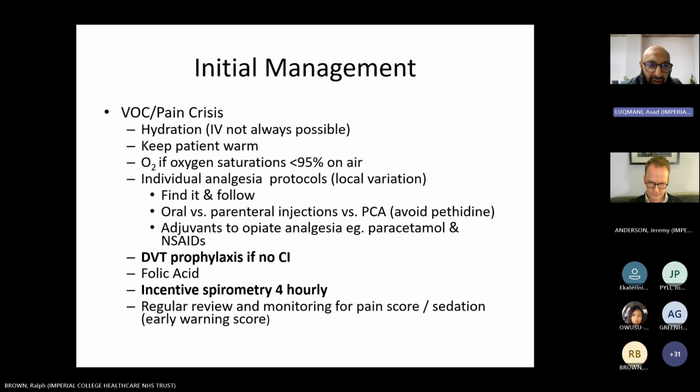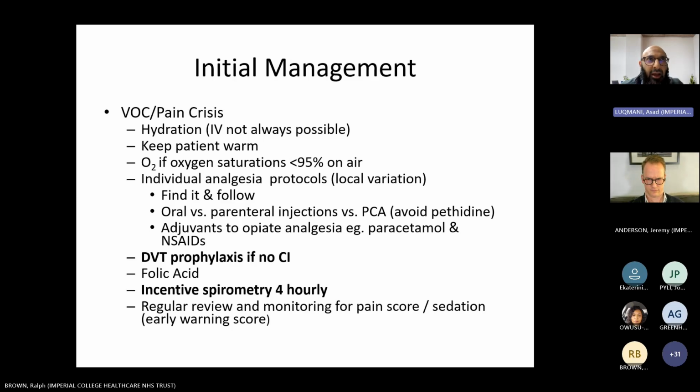Folic acid they should be on normally, and that should be continued. And then incentive spirometry. There are studies which show that one of the interventions that actually does improve outcomes in patients when they present with sickle crisis is incentive spirometry, and all patients should be given and offered that. It has been shown to reduce the incidence of respiratory complications in these patients.